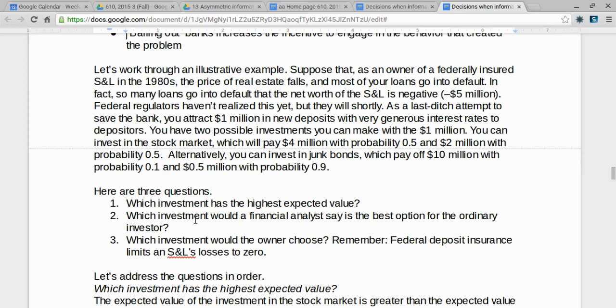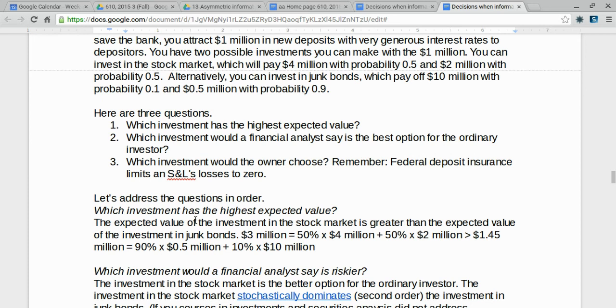You have two possible investments you can make with $1 million. You can invest in the stock market, which will pay $4 million with probability 0.5 and $2 million with probability 0.5. Alternatively, you can invest in junk bonds, which pay off $10 million with probability 0.1 and $0.5 million with probability 0.9. Here are three questions.